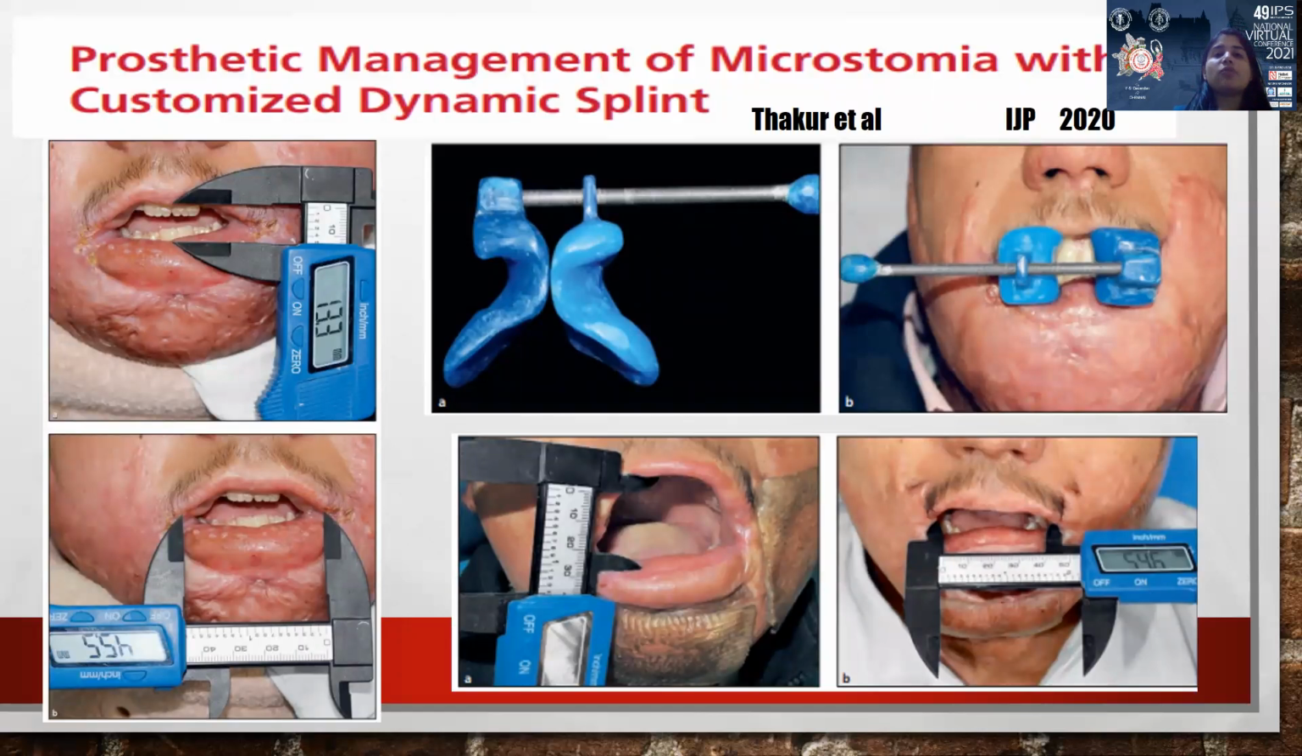This is a case report by Thakur et al., prosthetic management of microstomia with customized dynamic splint. In this, they used the ends of a cheek retractor for taking impression. Then they made a customized dynamic splint with the help of that. They asked the patient to wear it for 3 to 4 weeks. They injected hyaluronidase in the patient. Then in the end, we can appreciate increased mouth opening, horizontal as well as vertical.